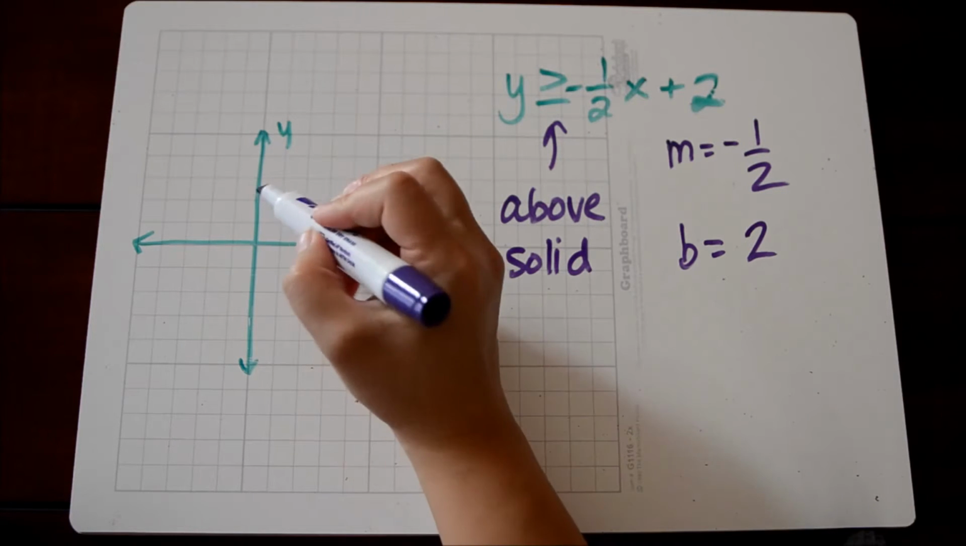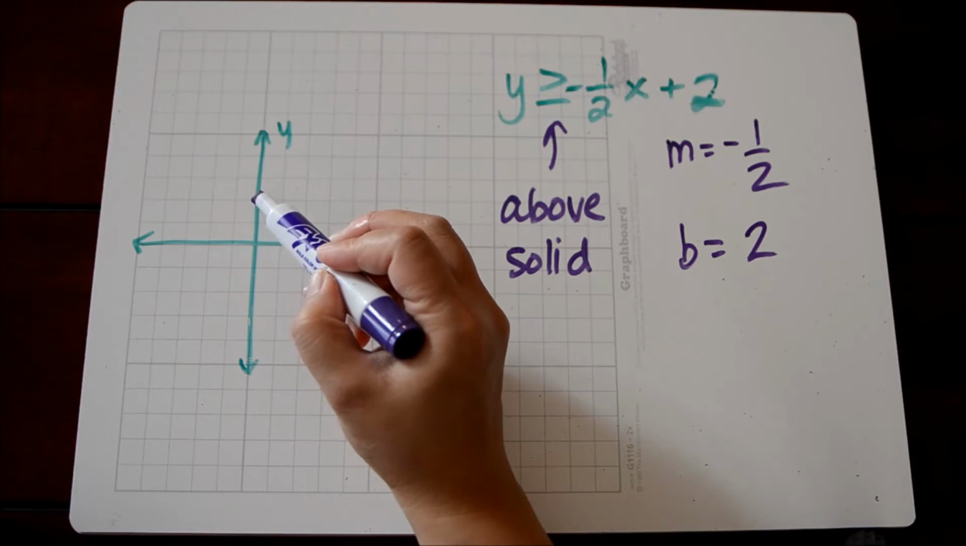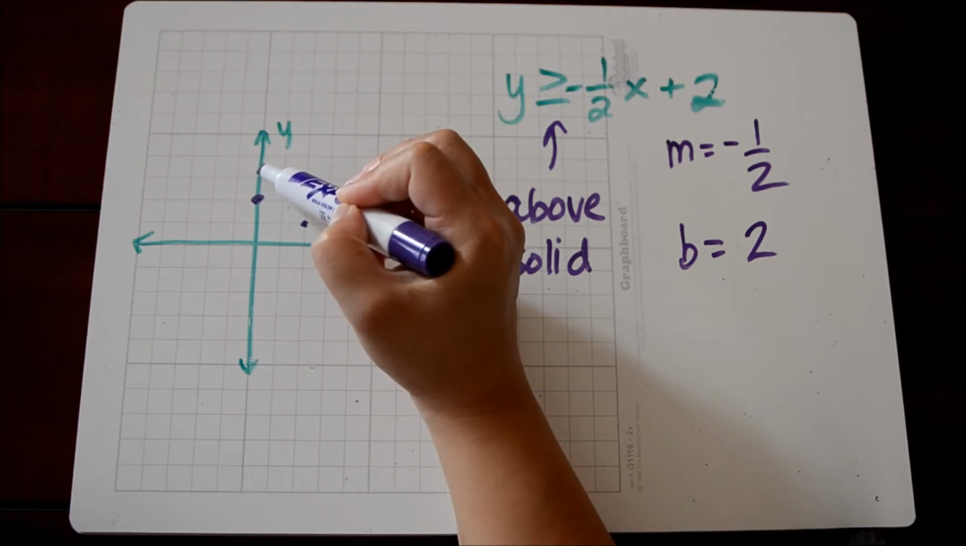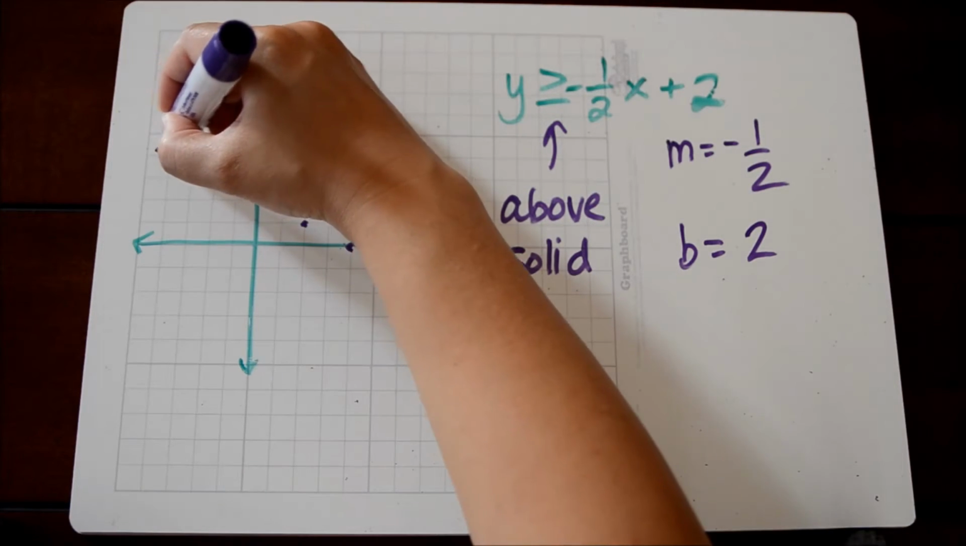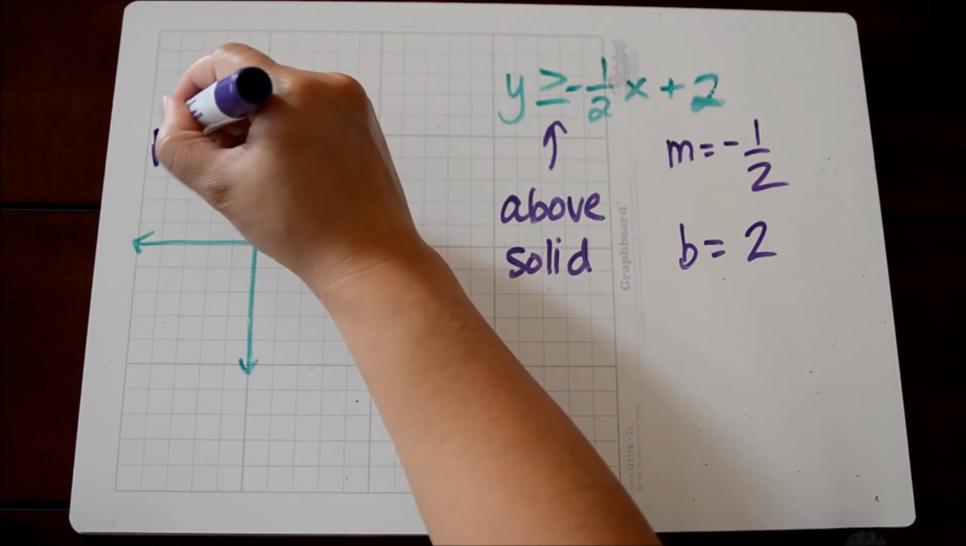Plot the y-intercept on the y-axis at 2, and then our slope of -1/2 means we go down 1 to the right 2, or we could extend it in the opposite direction, up 1 to the left 2. Draw a solid line, and we're going to shade above our boundary line.